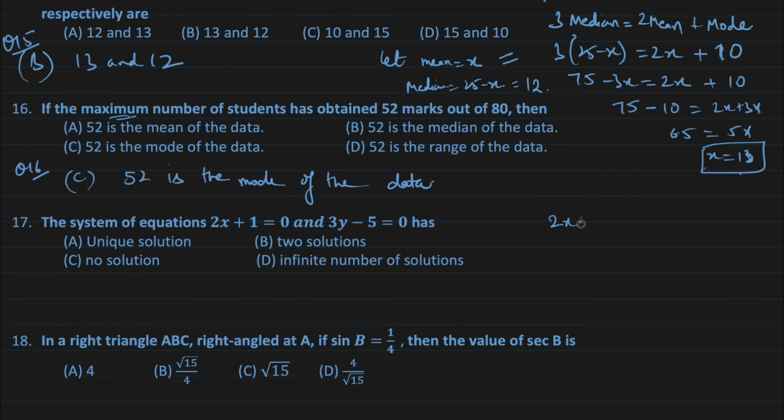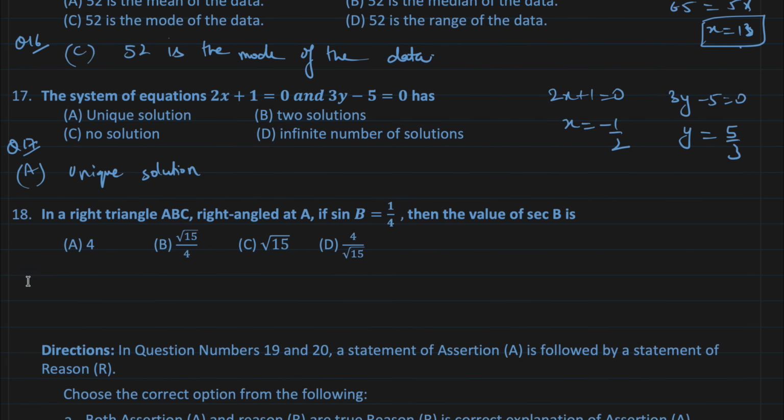So from each equation, get the value of the variable by transposition. Here x is minus 1 by 2 and for this one y is 5 by 3, different values. So it has what type of solution? Unique solution, right, students? So question number 17, unique solution.